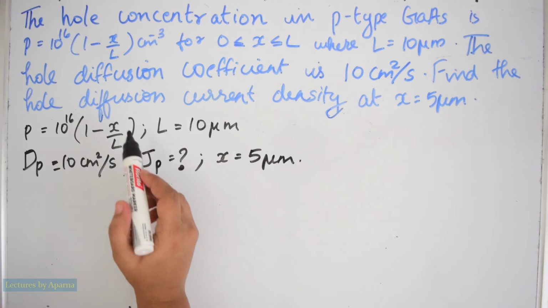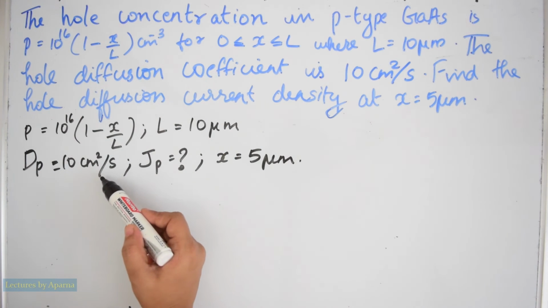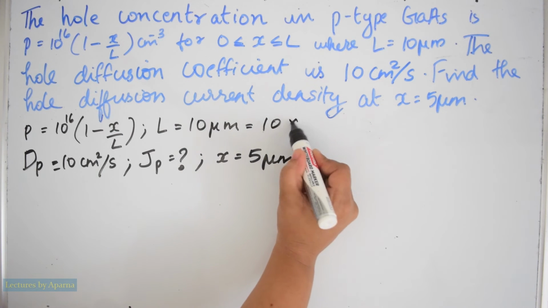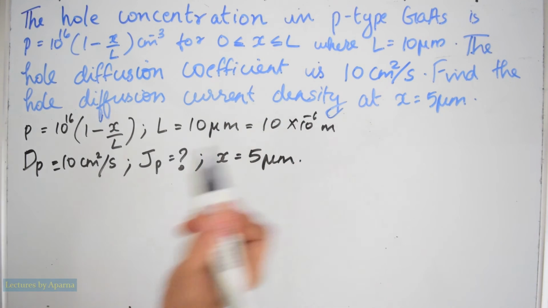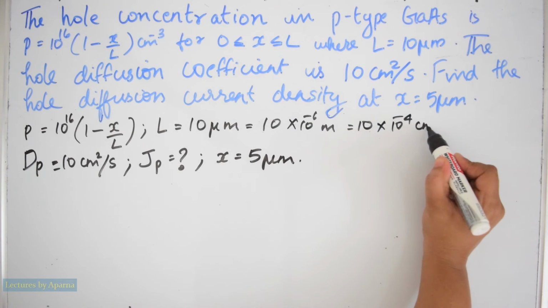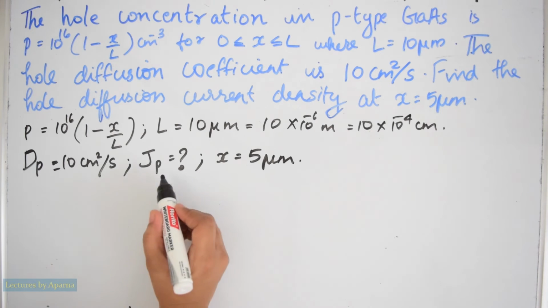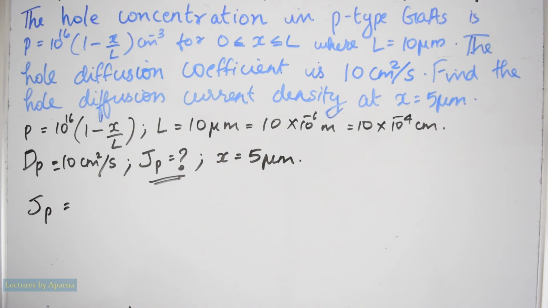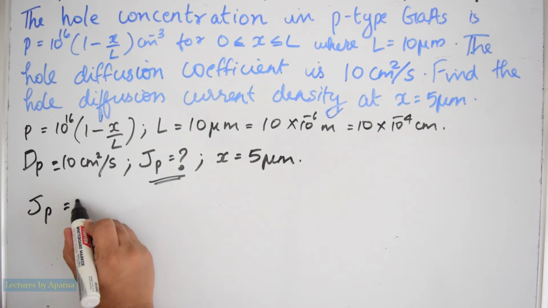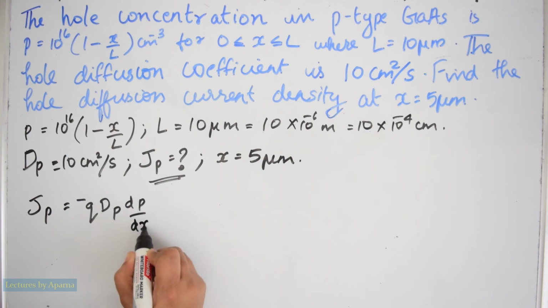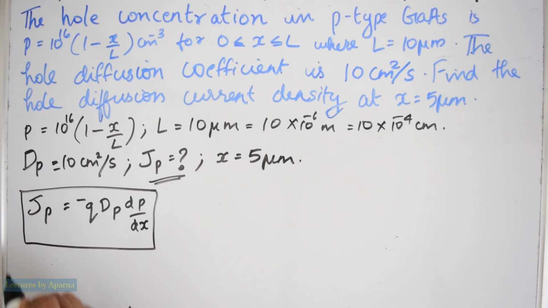Since P and Dp are in centimeter, let's convert length also into centimeter. L is equal to 10 into 10 raised to minus 6 meter, or this is equal to 10 into 10 raised to minus 4 centimeter. Now we have to find Jp. For that we have to write the equation for Jp. Jp is equal to minus Q Dp into dP by dx. This is the equation for hole diffusion current density.